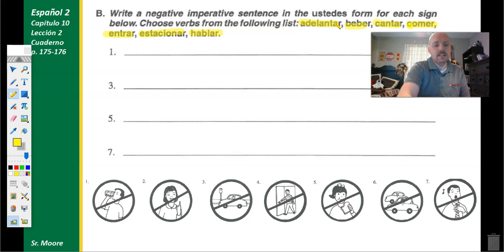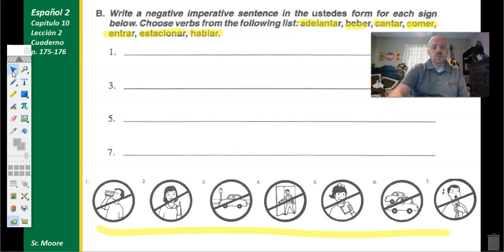Then let's look at the signs down here at the bottom, and let's check your answers for each one of these. Número 1. This sign, número 1, should be no beban. Don't drink. And remember, we're using the ustedes form here, so each of these should have that N ending, that N al término de la palabra, porque la palabra es plural. El verbo es plural aquí. The verb is plural here, so it should have that N at the end.